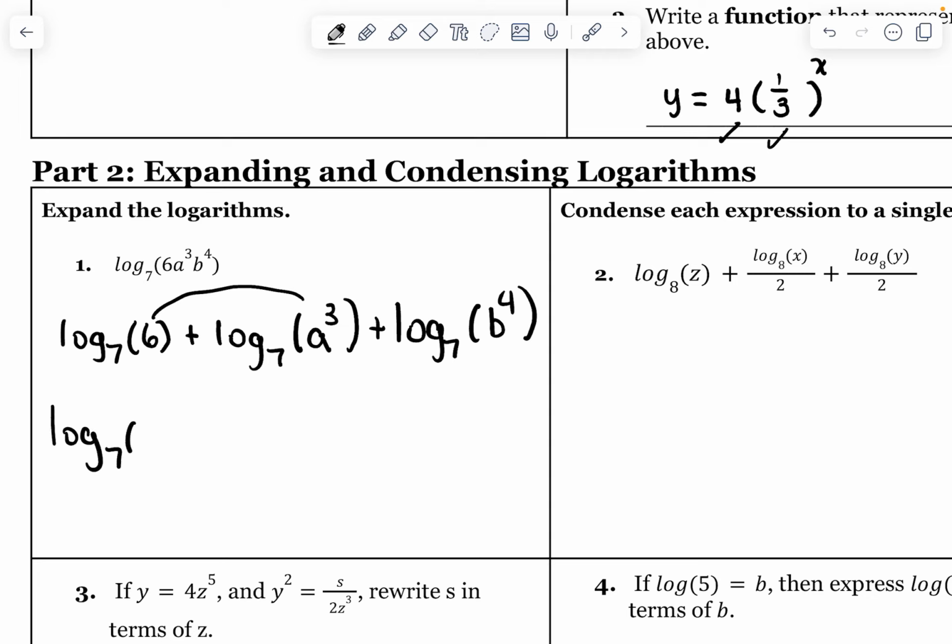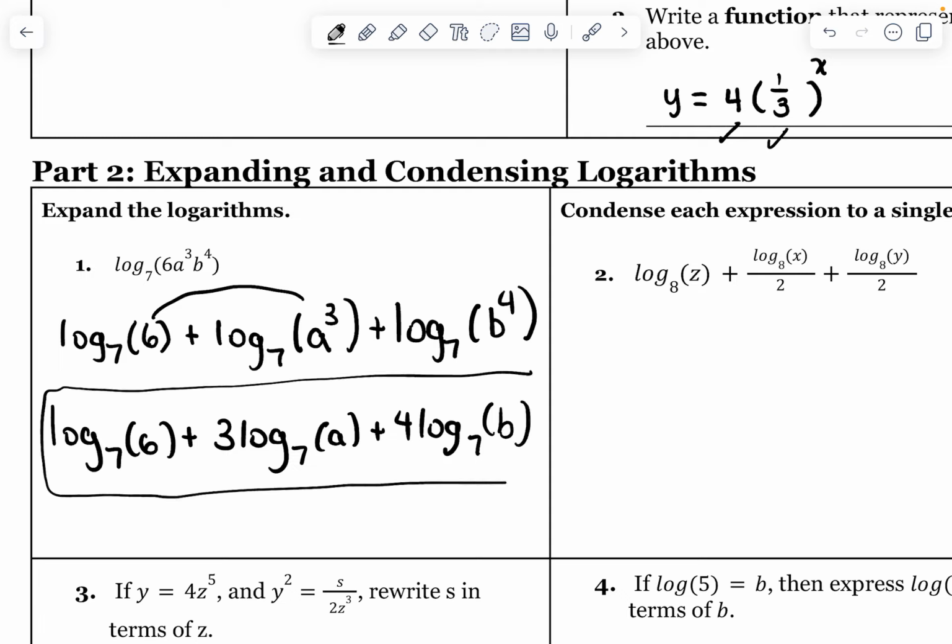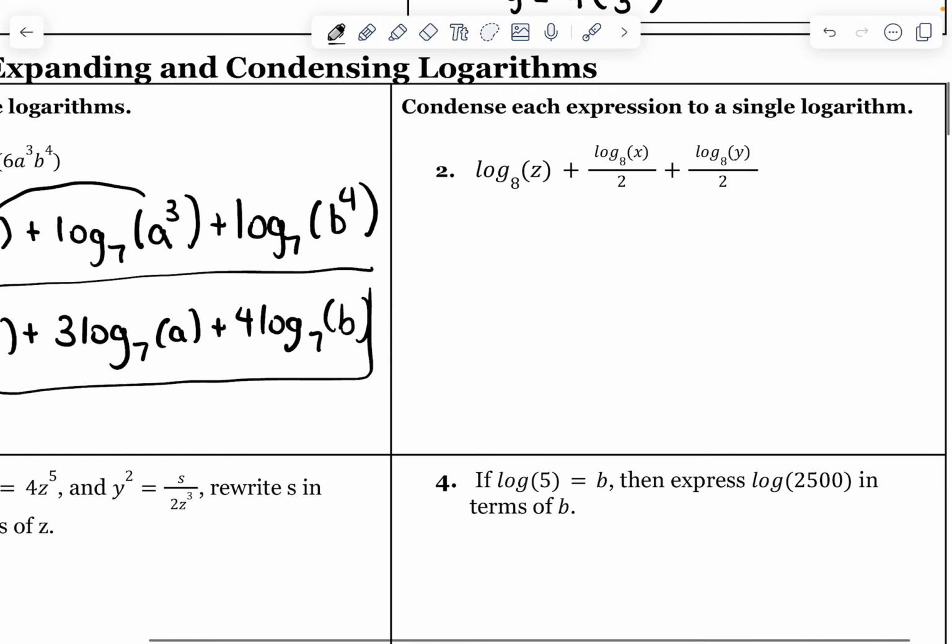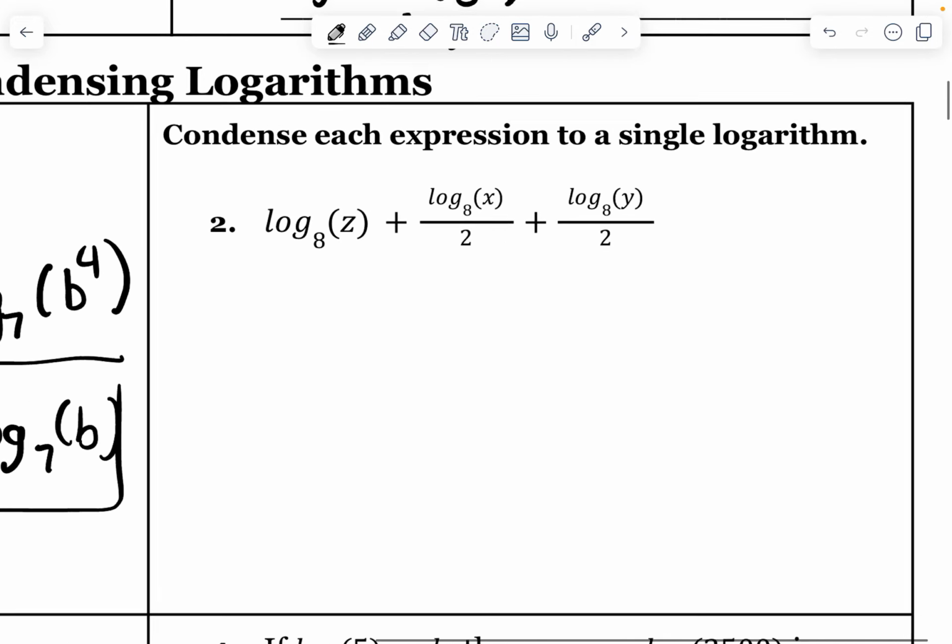Remember that you don't stop there. You can turn the exponents into a coefficient. So it will look something like this: log base 7 of a plus 4 log base 7 of b. And then this would be your final expansion.